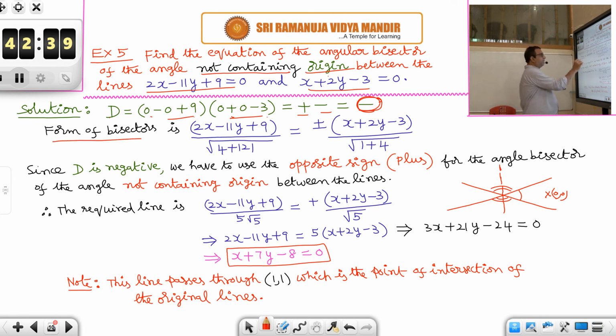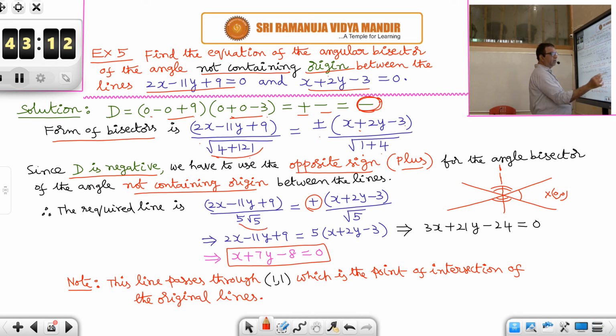But what is the form of the angular bisectors? Two lines on either side of the equation. 2x minus 11y plus 9 by root of 4 plus 121, this side, plus or minus x plus 2y minus 3 by root of 1 square plus 2 square, root 5. Since D is negative here, we have to use the opposite sign, that is the plus sign, for the angular bisector of the angle not containing the origin between the lines. So opposite sign means plus sign, I have taken. Here you can see that plus sign. Here root 125 is 5 root 5, so root 5 can be cancelled out on both sides.